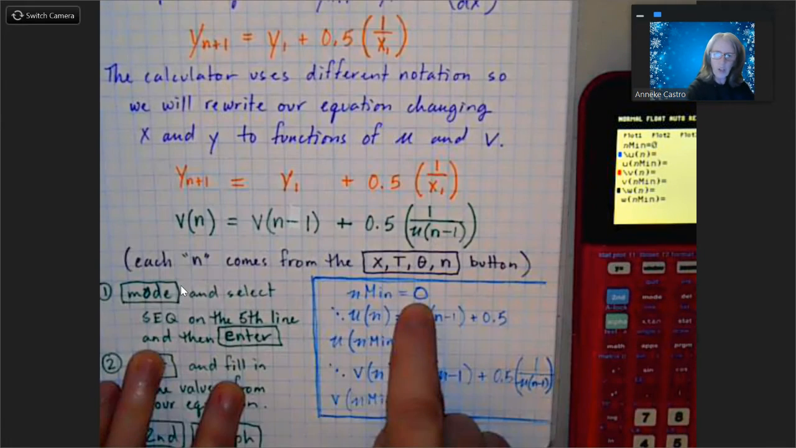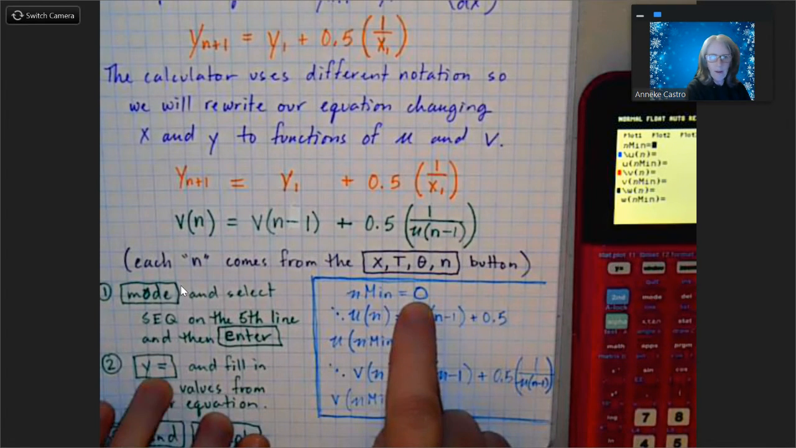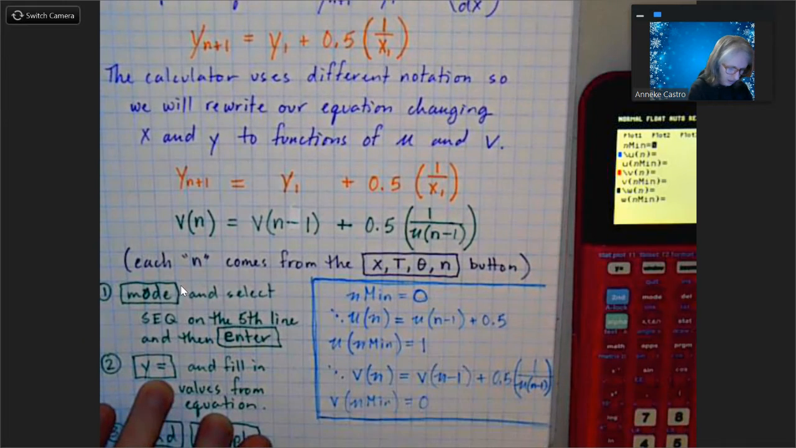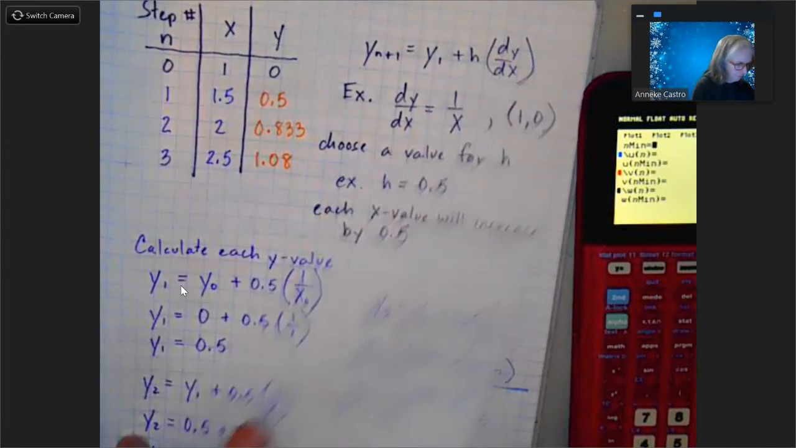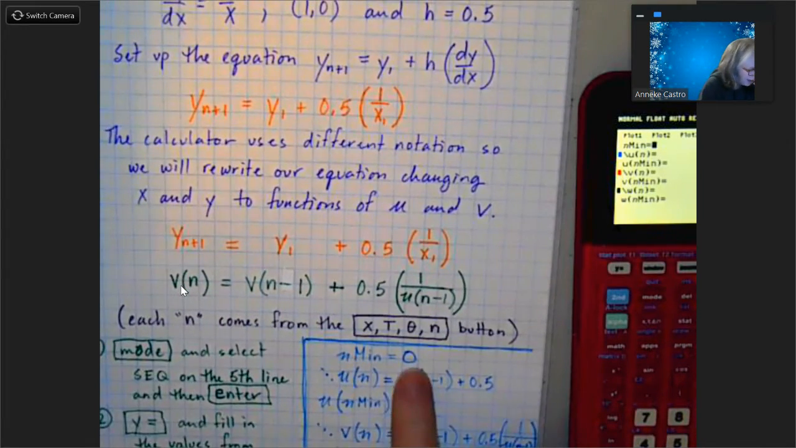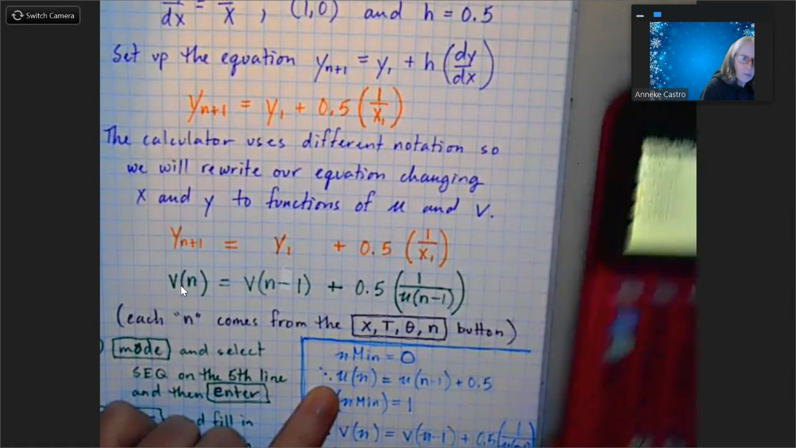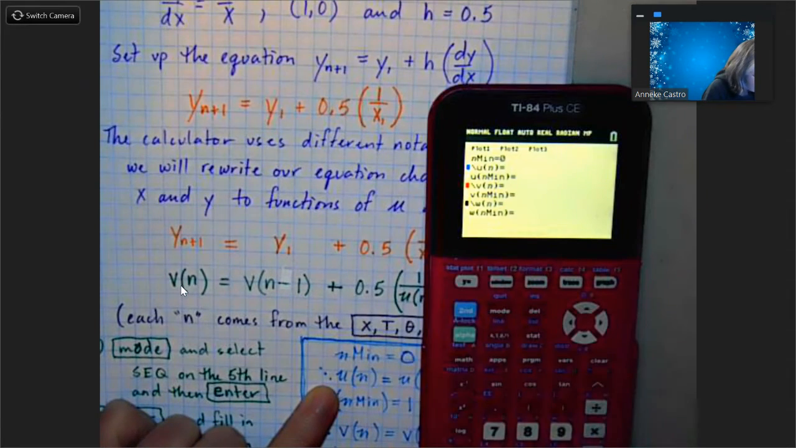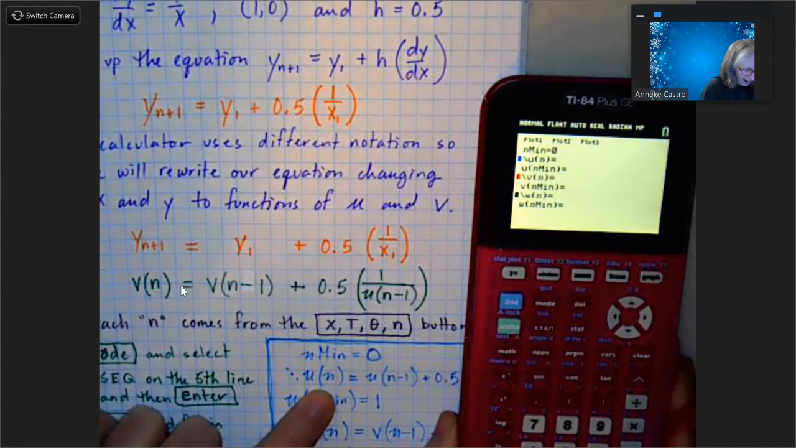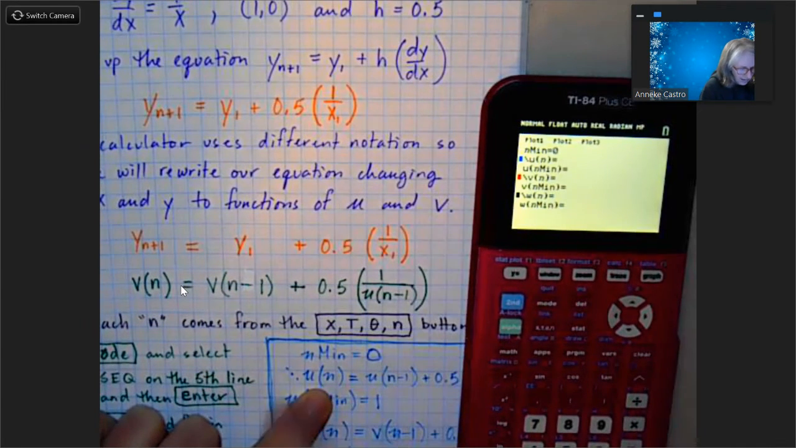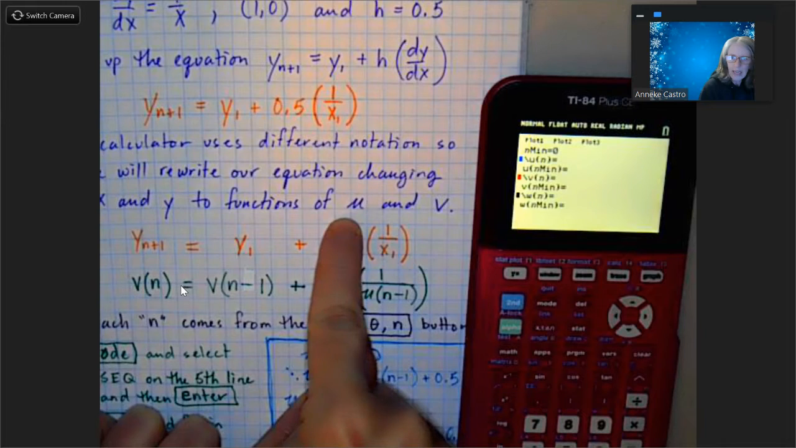I know when I first turned on my calculator, it actually had a 1 there, but I had to change it to a step 0 so that it matches our table here. Okay, so we're going to change that to a 0. Then on the next line, where it says U of n, that's how we get our x value. Remember, x is now u's. So how do we get our x values?